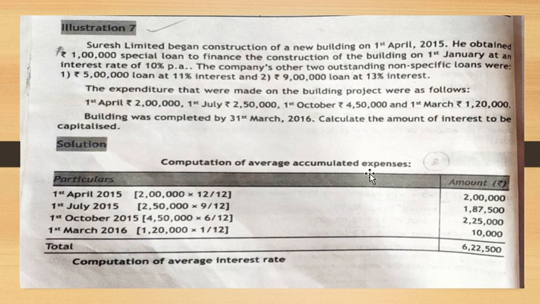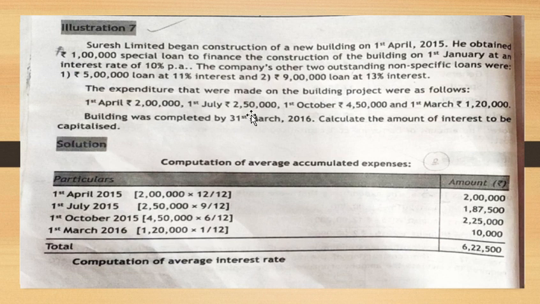Computation of average accumulated expenses. On 1st April 2015, 2 lakh is the loan amount. First we will calculate the expenses which will be met in that particular period, and then we will charge interest on it, or you can also charge interest directly. Either way you can do it. In this problem they have charged interest separately. So on 1st April 2015, the amount is 2 lakh into 12 by 12, as it is used for the full period from 1st April itself. So 12 divided by 12, which is 2 lakh.